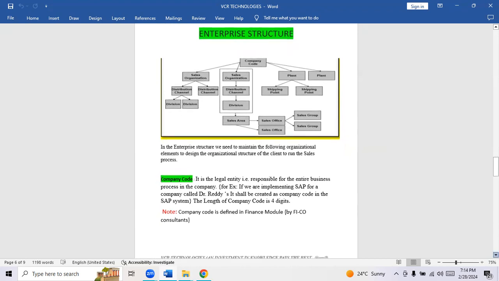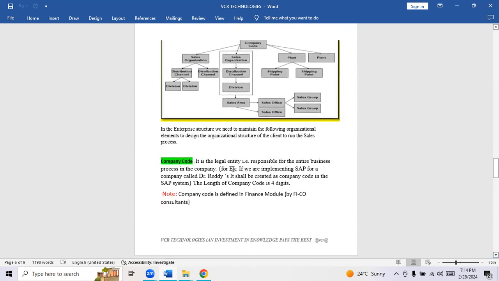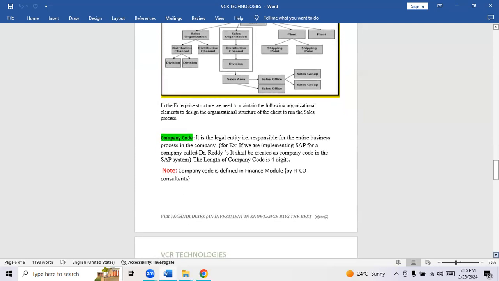Company code. Company code is the legal entity that is responsible for the entire business process in the company. For example, let's take an example of a client, Dr. Reddy's. If we are implementing SAP for the company Dr. Reddy's, it shall be created as a company code in the SAP system. The length of the company code is 4 digits.